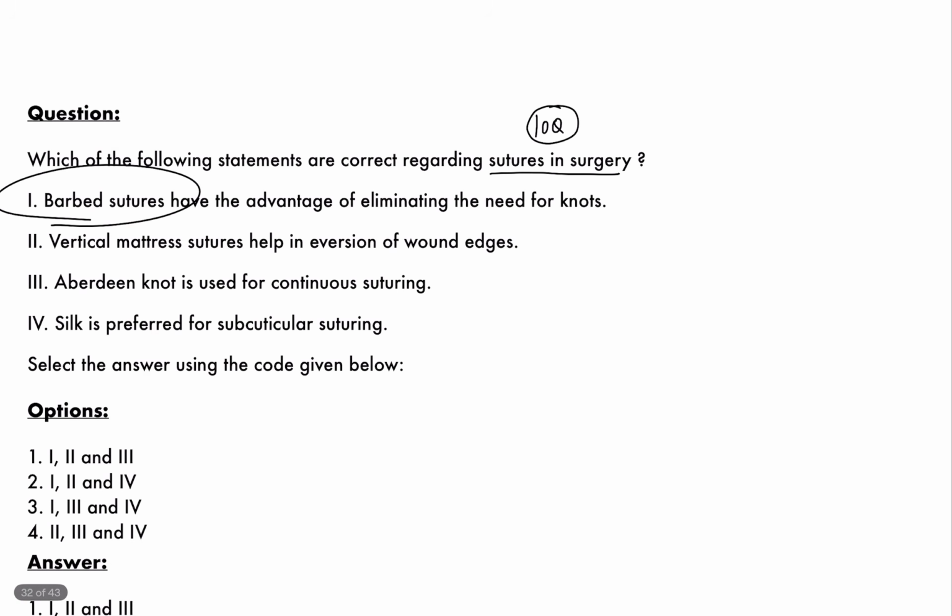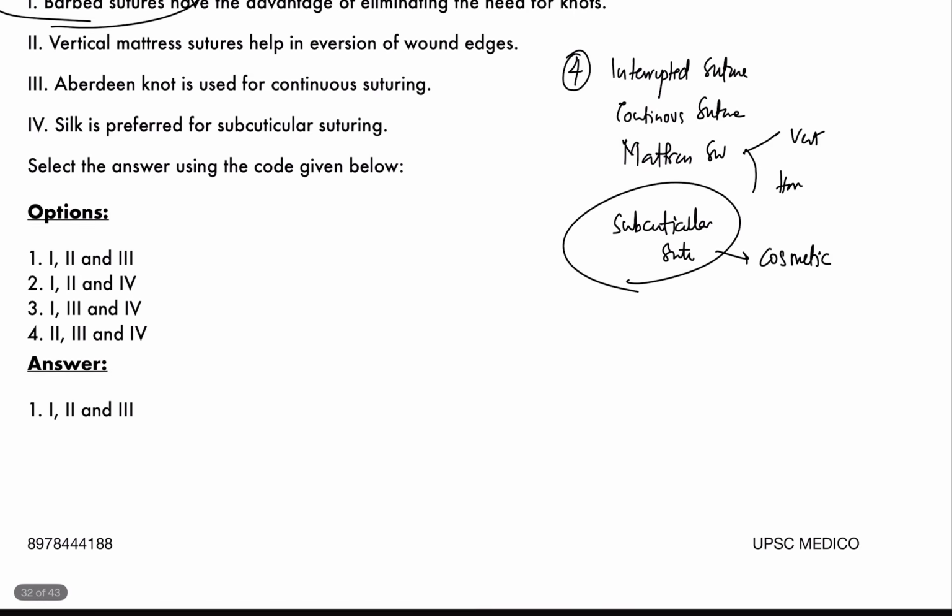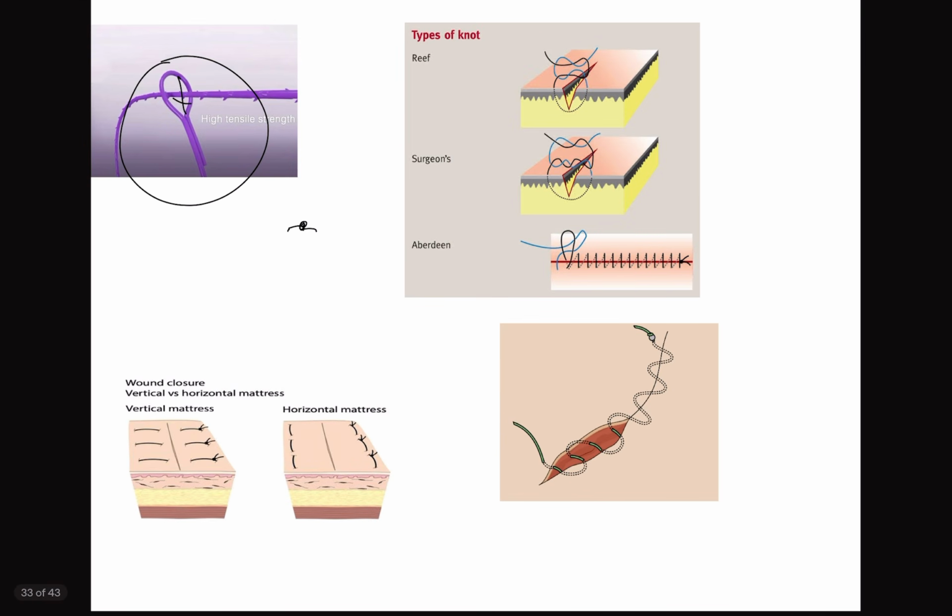See, there are four main types of suture techniques. One is interrupted suture. Second is continuous suture. Third is mattress suture. This mattress suture can be vertical or horizontal. And we have a subcuticular suture. We'll start with the subcuticular suture. Subcuticular suture is usually done where cosmetic appearance is important. That means we are not leaving any marks on the skin. We do it with a buried technique. Outside, nothing is seen. It's too clean.